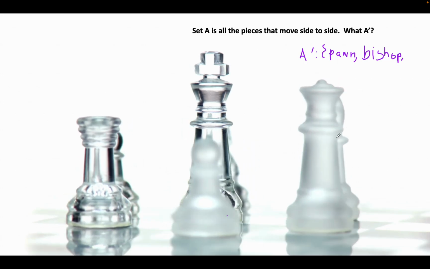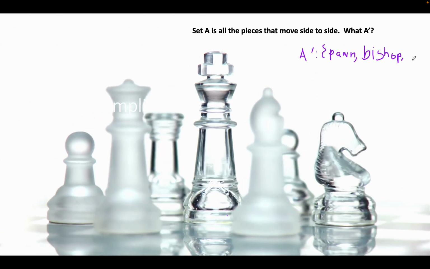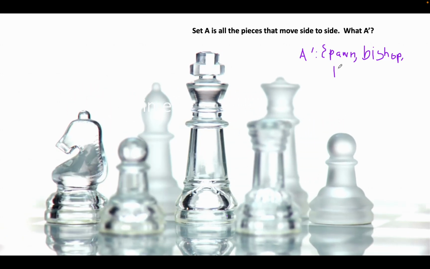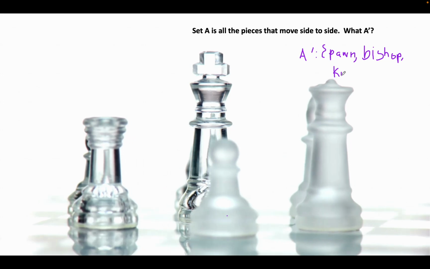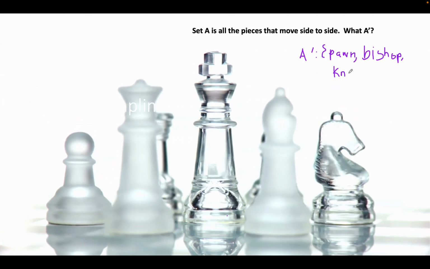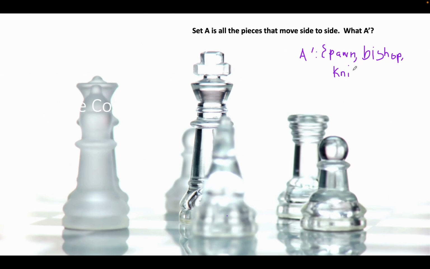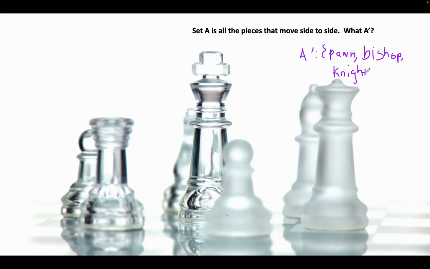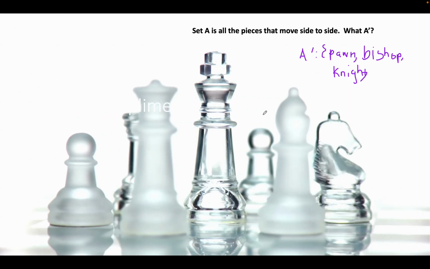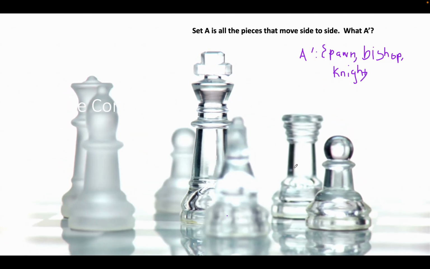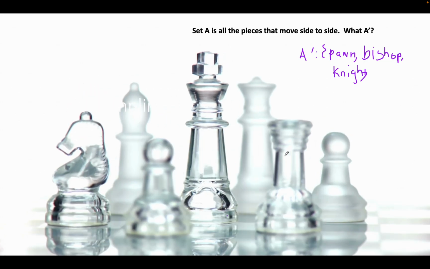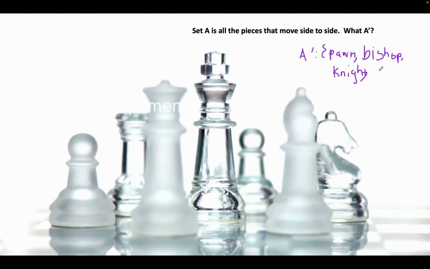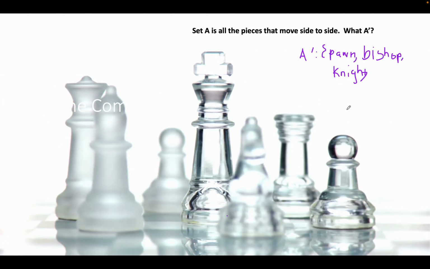Now, we decided that the knight does not move side to side. So the knight is not part of the set that moves side to side. That makes it part of the prime set, right? So we're going to go ahead and write that down. Then going through them all here now. The rook is not part of the prime set because he moves side to side.